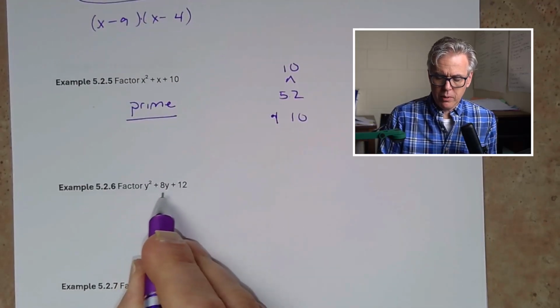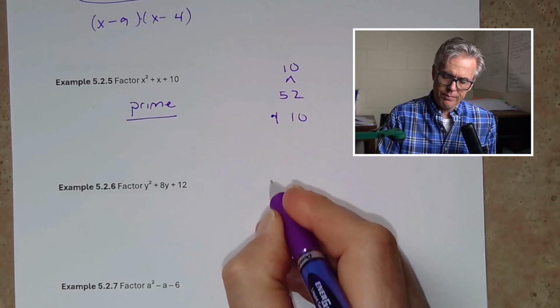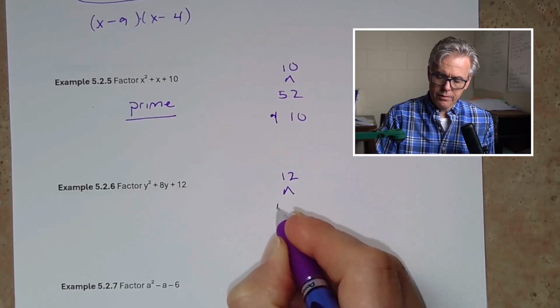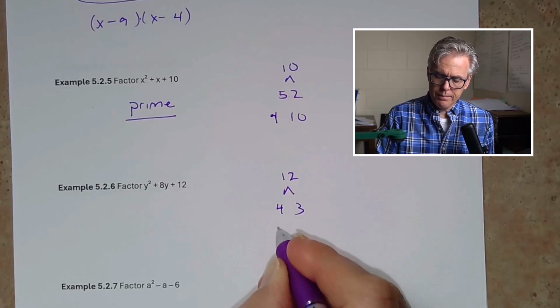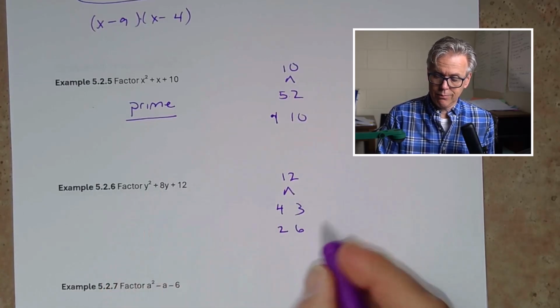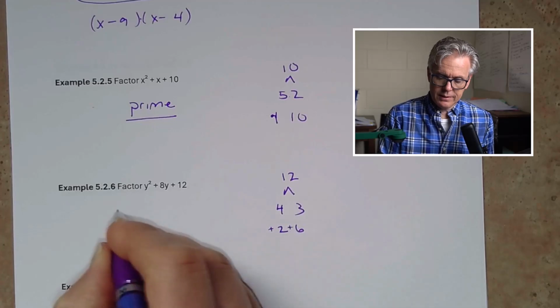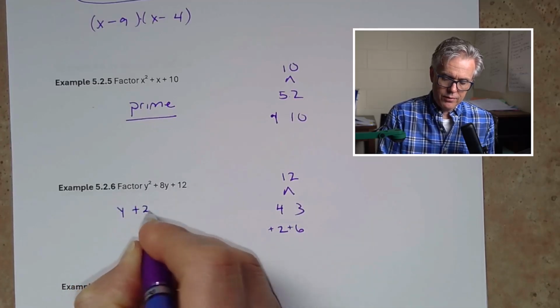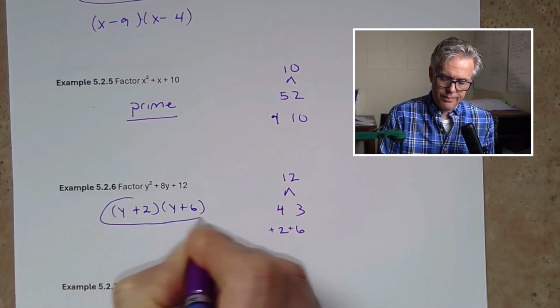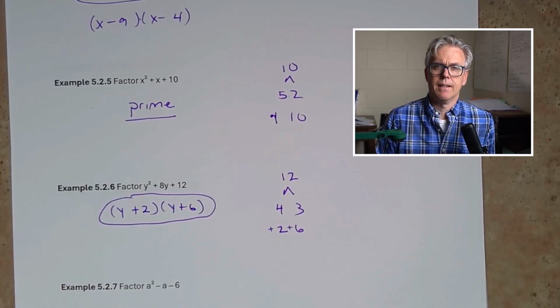Okay. Y squared plus 8y plus 12. So again, let's factor my 12. So 4 and 3, nope. 2 and 6, can I combine 2 and 6 in a way to get 8? Well, sure. 2 plus 6 is 8. I'm going to have y plus 2, y plus 6. I'm going to let you check that.